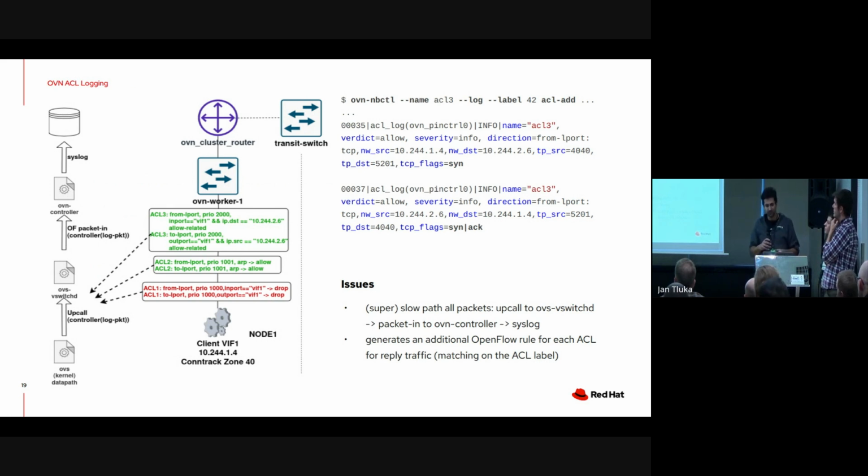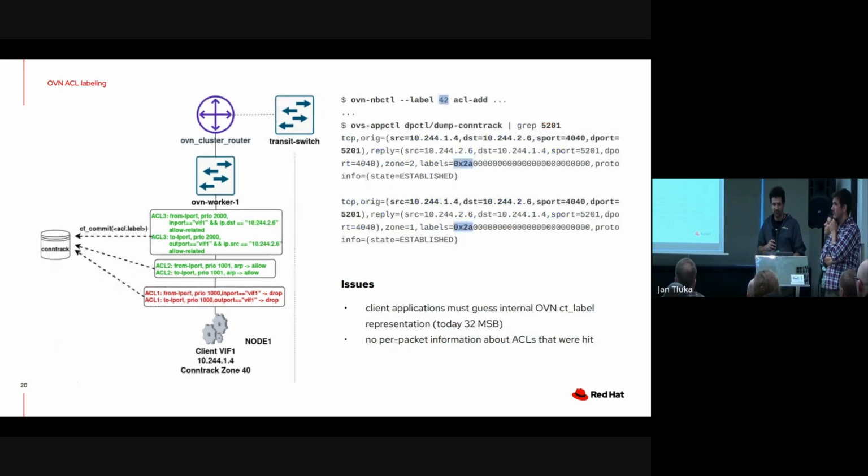First, the logging one. Here on the top right, I show how you configure it. You basically attach a label, just a number, to the ACL, a name, and enable logging for it. And what that does is every time the ACL is hit in the data path, it's going to generate an upcall to Open vSwitch, which is going to generate a packet in the OVN controller where it gets syslogged. As you can imagine, that's not nice. It's super slow. So we can't really use this.